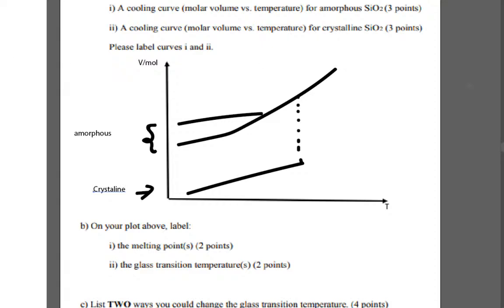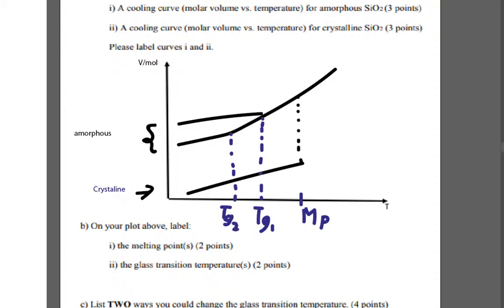So let's just use a different color here. This one here is the melting point, the MP. That is what I normally state. And then the second is the glass transition temperatures. So yeah, this one here could be like Tg1. This one here would be Tg2. There we go.